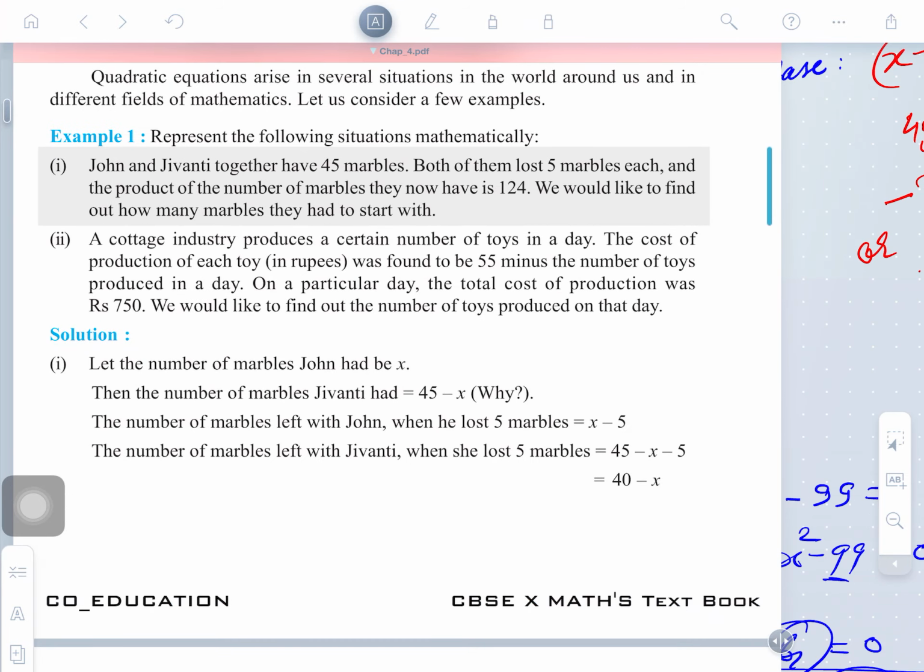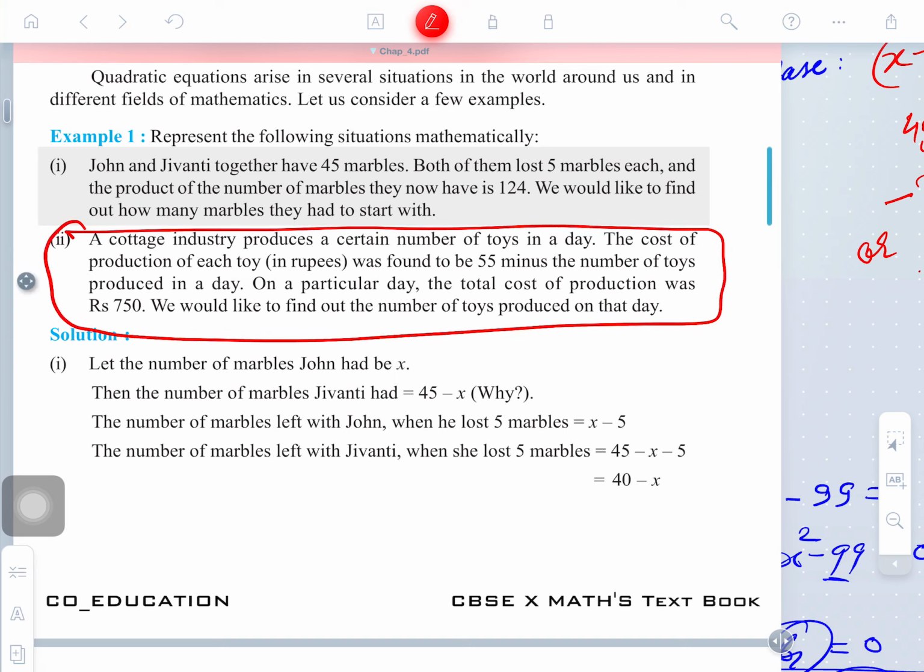A cottage industry produces a certain number of toys in a day. Okay, you may see the cost of production of each toy was found to be 55 minus the number of toys produced in a day. On a particular day, the total cost of production was rupees this. We would like to find out. Interesting. How can we arrange this question? It's very simple. I am telling this.